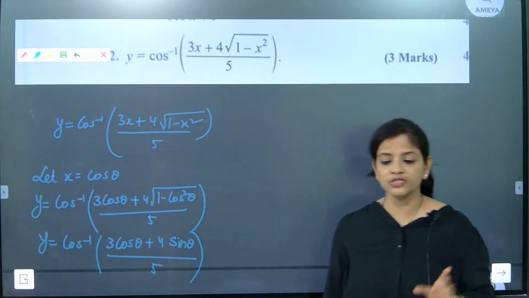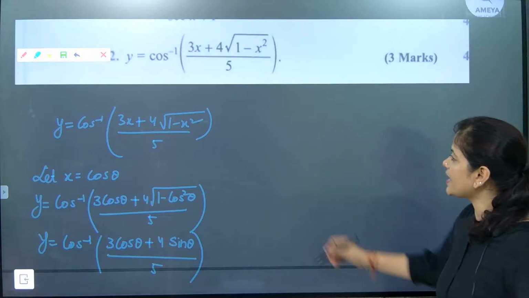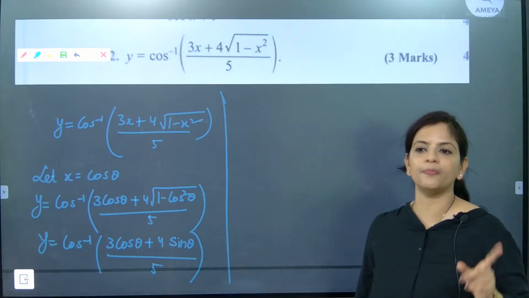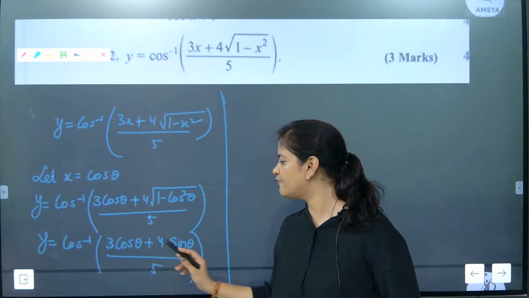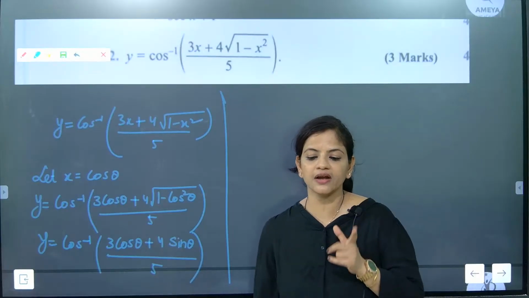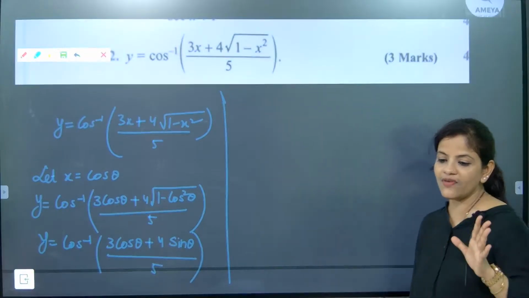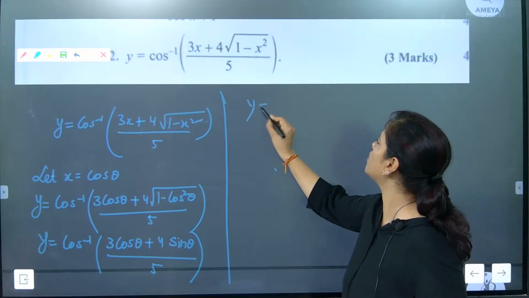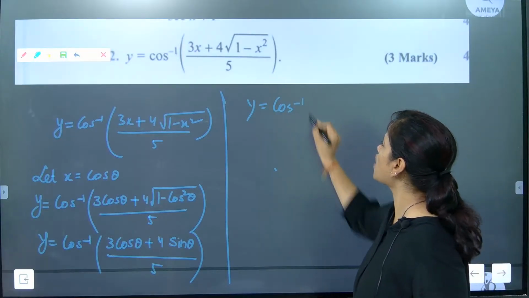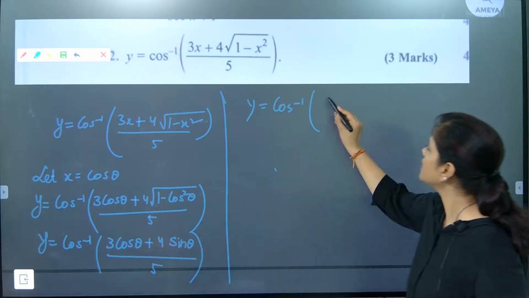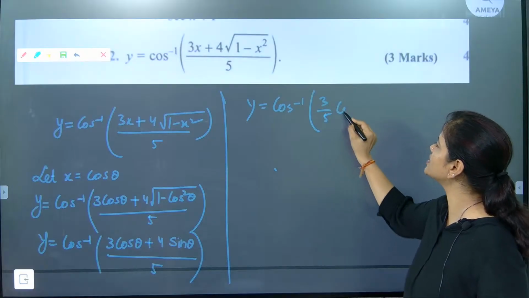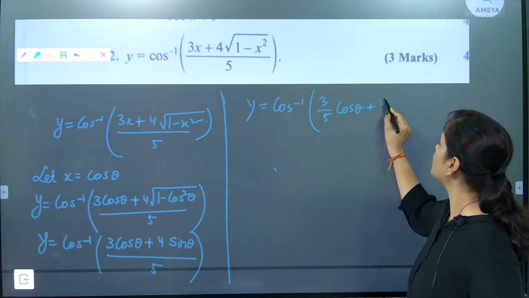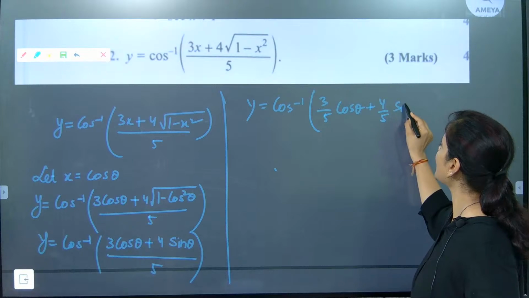Now again when you see this question, check one important thing: Pythagorean triplet. Can you see 3, 4, 5? It comes in the triangle part, so you must be very careful. Just now see, the answer has started coming. Now look at y is equal to cos inverse of (3 by 5 cos theta plus 4 by 5 sin theta).